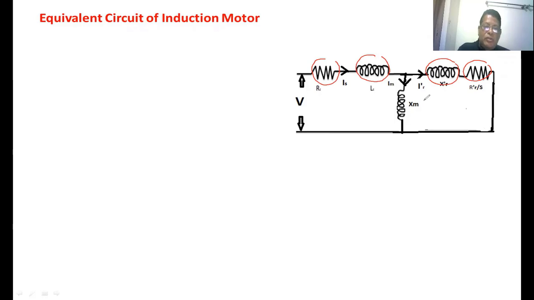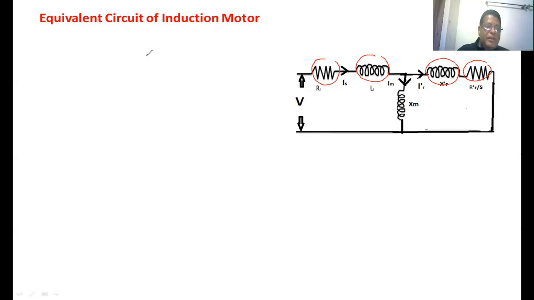In the case of an induction motor, we can't neglect the magnetization current, because the magnetization current of an induction motor is more when compared to the transformer. So this is one of the approximate equivalent circuits of an induction motor. Rr dash by s consists of the rotor resistance and the resistance equivalent to the mechanical power developed in the induction motor. This is the input voltage.